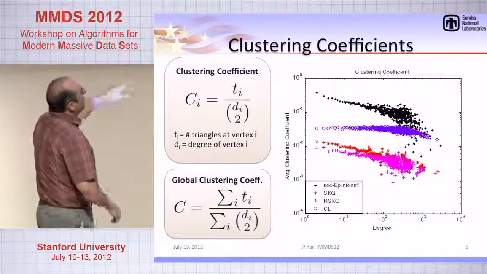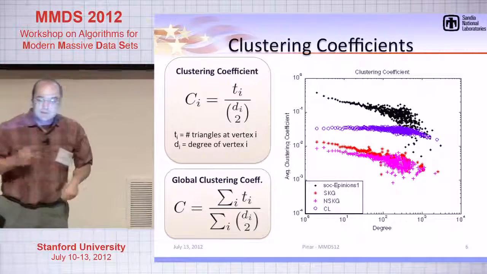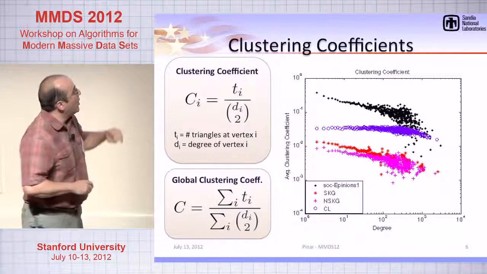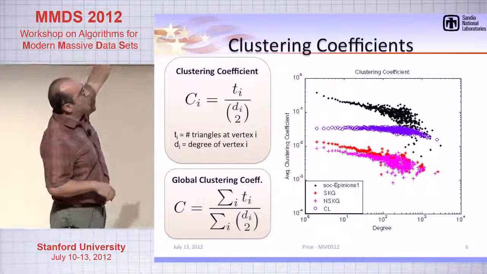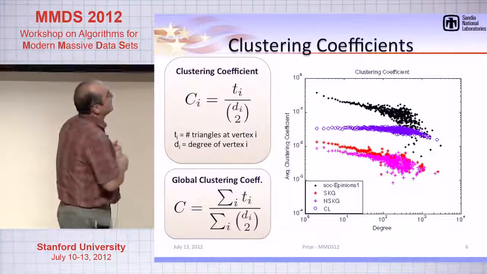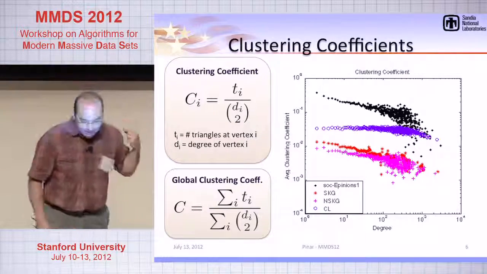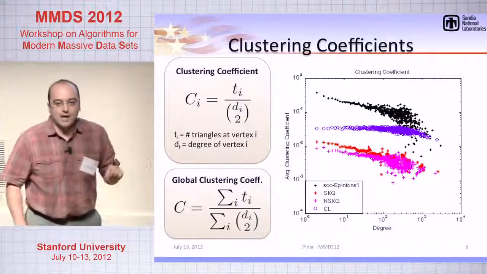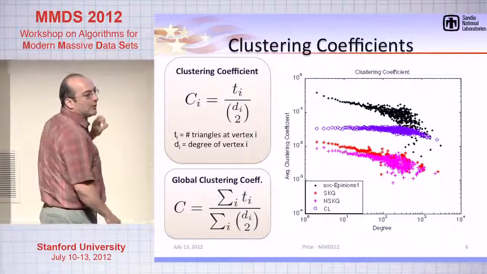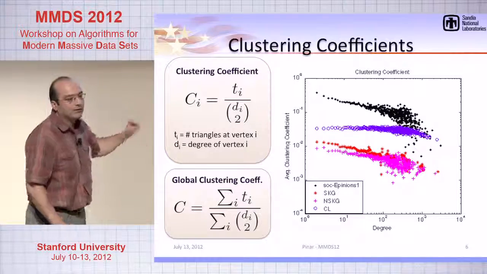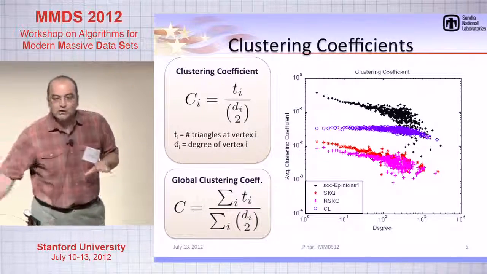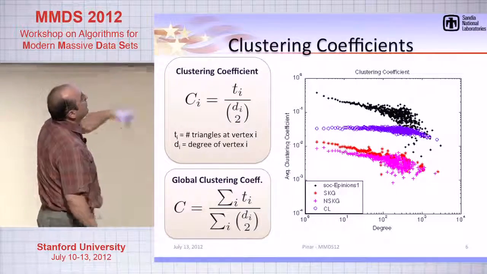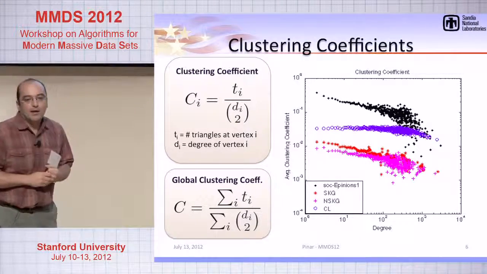What you see on this figure is two things that are important for me. One is the black points there. Well, first I should explain the figure. We compute the clustering coefficients for all the vertices, and for all vertices with a given degree, let's say degree 5, we look at the average clustering coefficient for all vertices of degree 5, and then we plot it.